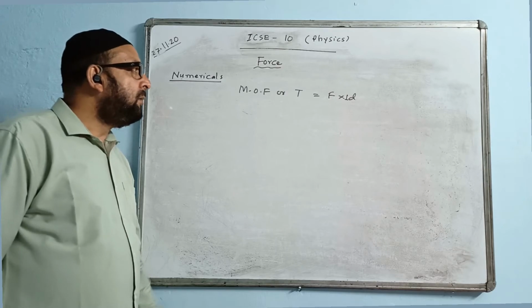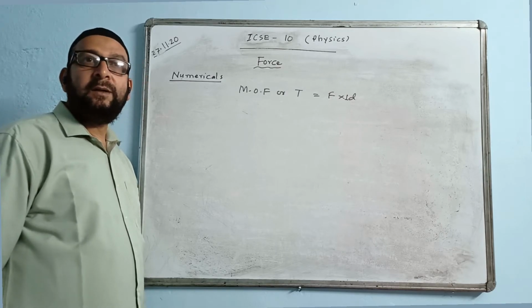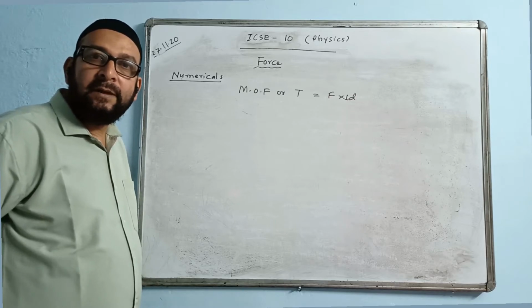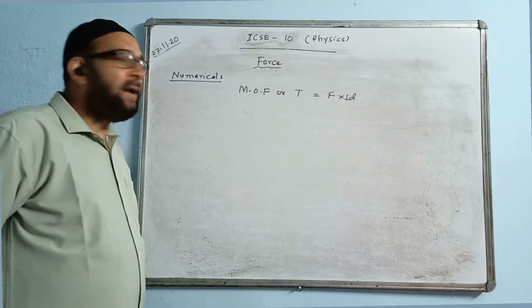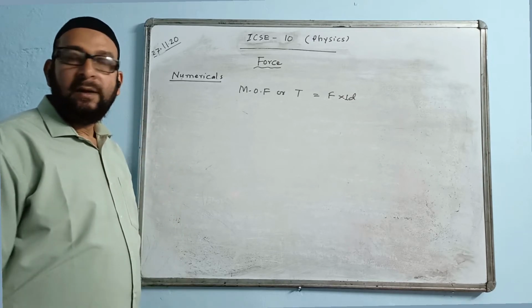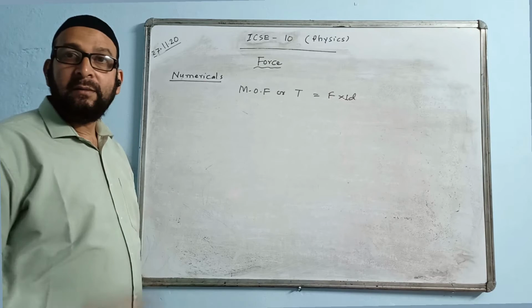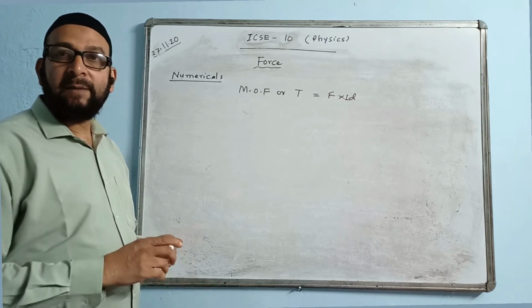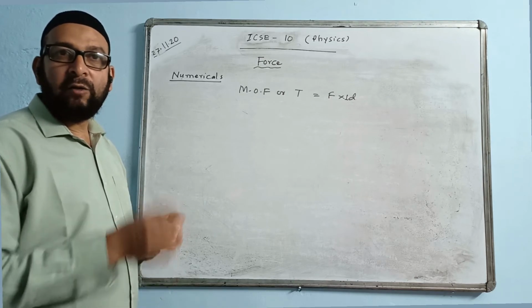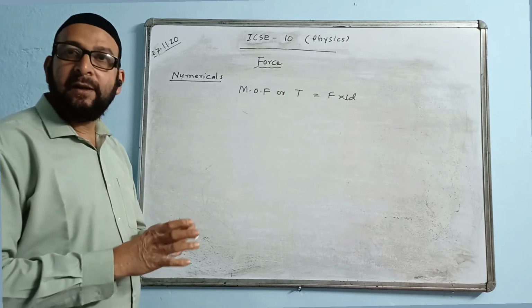And clockwise moment direction we will take negative, and anti-clockwise direction we will take positive. To find total moment, we will be taking positive sign, negative sign like that. And we will check according to the figure given what direction the rotation or turning effect will take place. It will take place in the clockwise direction or anti-clockwise direction depending upon the figure given.